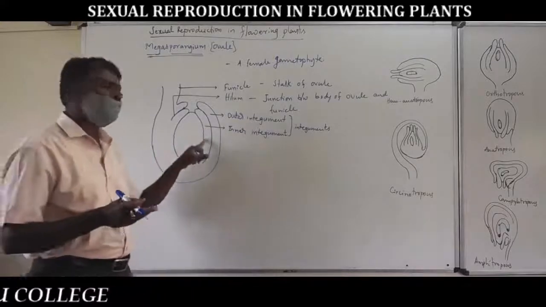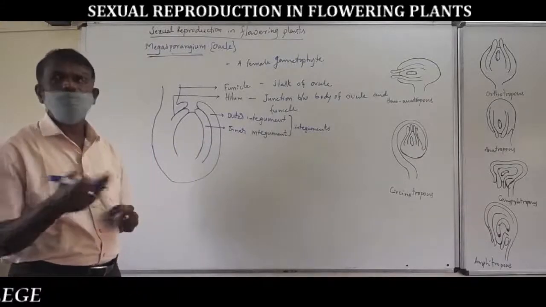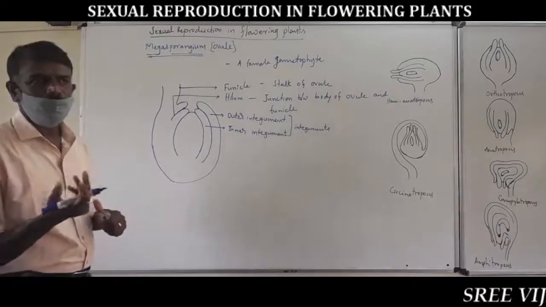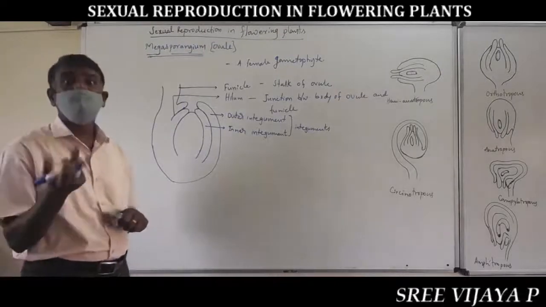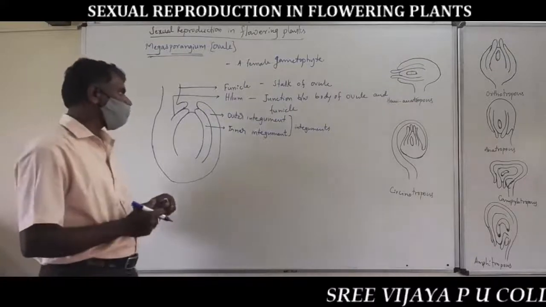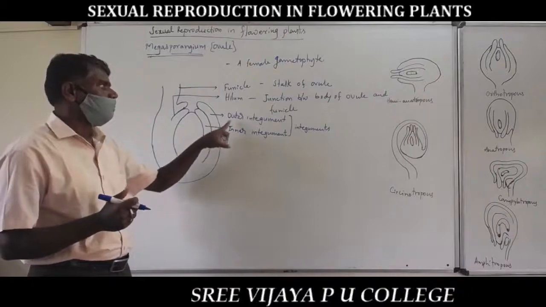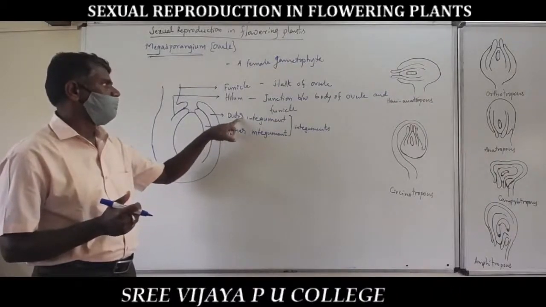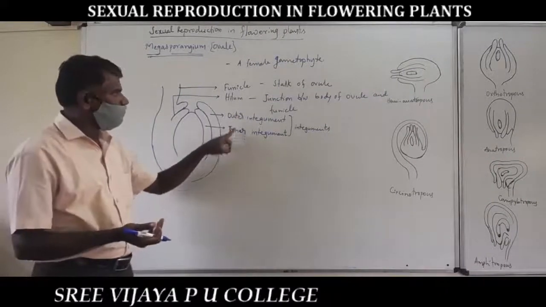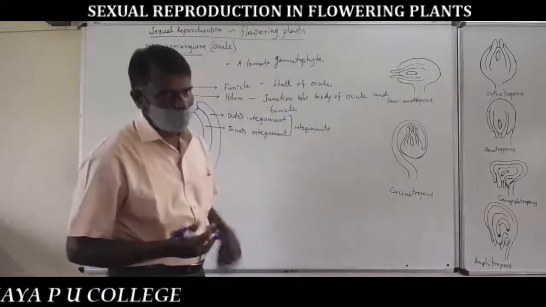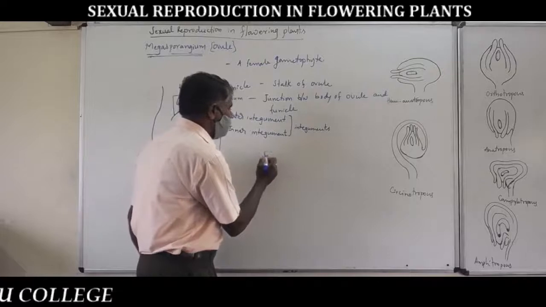The inner integument acts as a nourishment tissue which possesses larger cells and stores the reserved food materials. So that is the part of integuments. These outer and inner integuments in future develop as the seed coat.